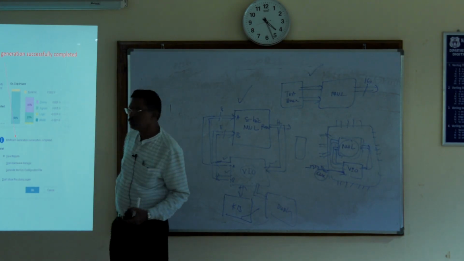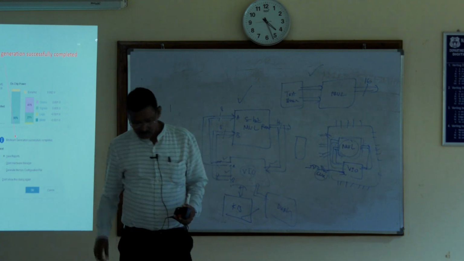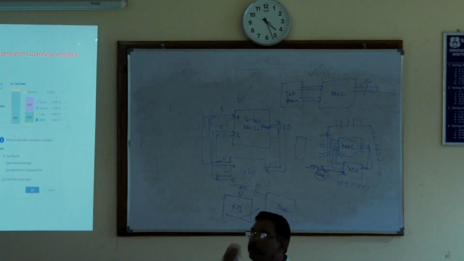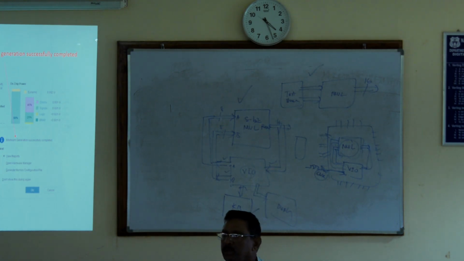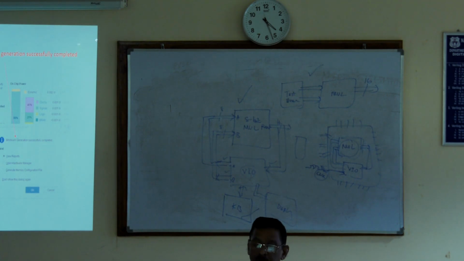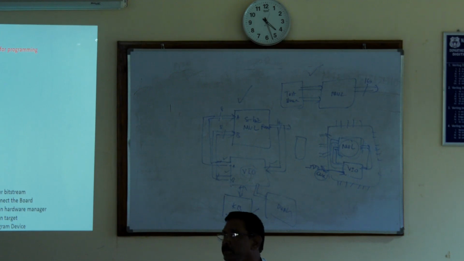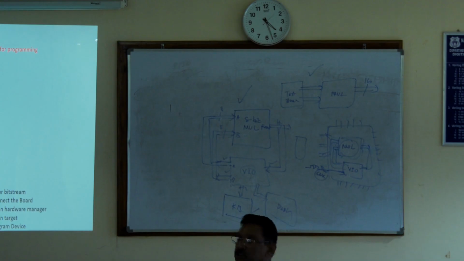Okay. Then it will also generate new reports. If you click, it will show all the synthesis reports: how many LUTs are used, how much power consumption, how many BRAMs are used. That report also will come, but that is not shown here. Okay. So this is the FPGA board actually, the ZedBoard, 7020 Zynq FPGA board.